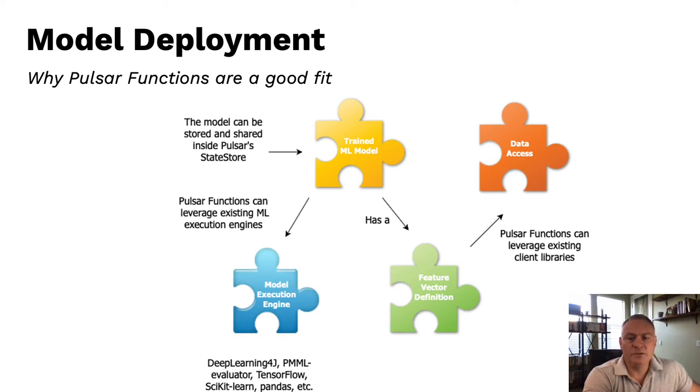Also, the ability to use these third-party libraries inside Pulsar functions enables us to leverage existing client libraries to access any feature data that might be residing in a traditional data repository such as a database, in-memory cache, or in-memory data grid at runtime. So again, if the data is not all provided by the topics, we can leverage these third-party libraries internally to query this information and gather it quickly from inside a Pulsar function.